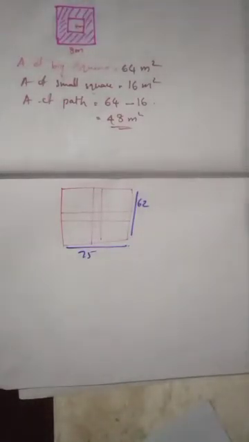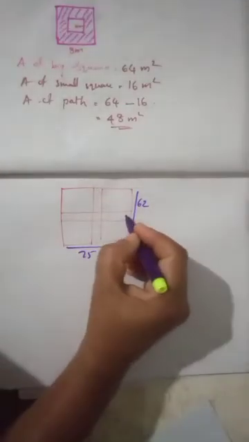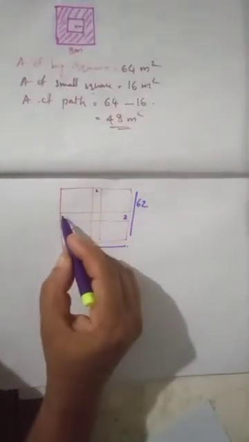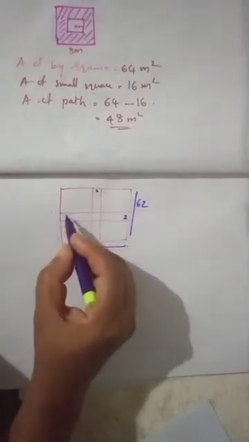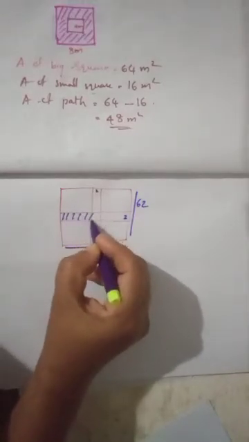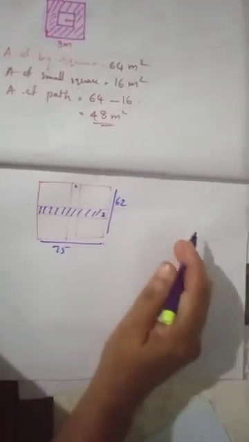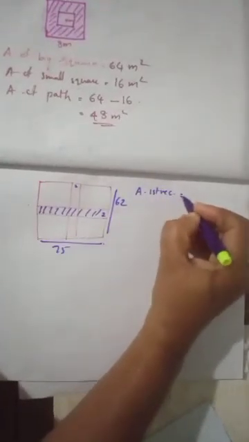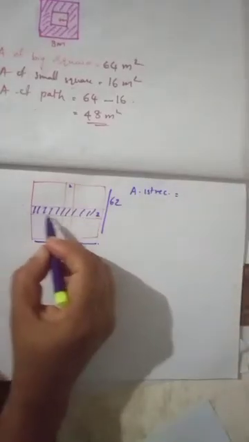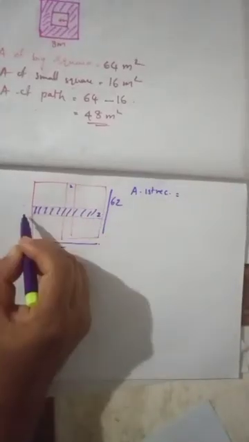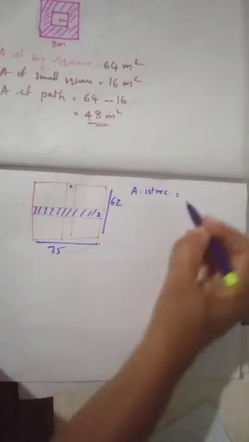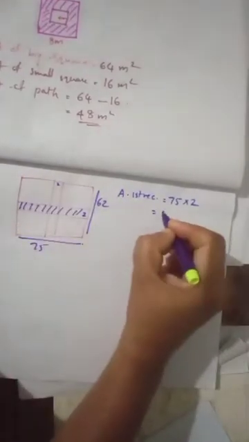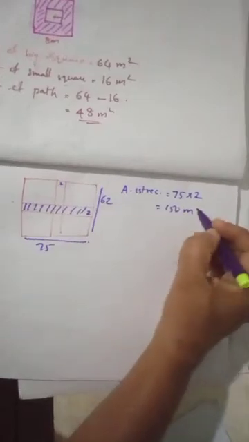Okay. Then this width is 2. 2 meter is the width. So we can find the area of this rectangle 1. This is a shaded portion. Area we can find out. Area of first rectangle is equal to length into breadth. Length how much? Breadth is 2 meter. Length is this total length 75. 75 into 2. It is 150 meter square.